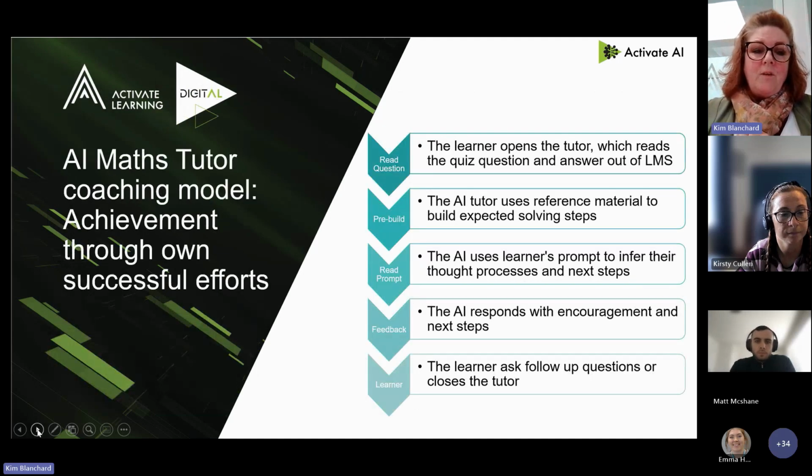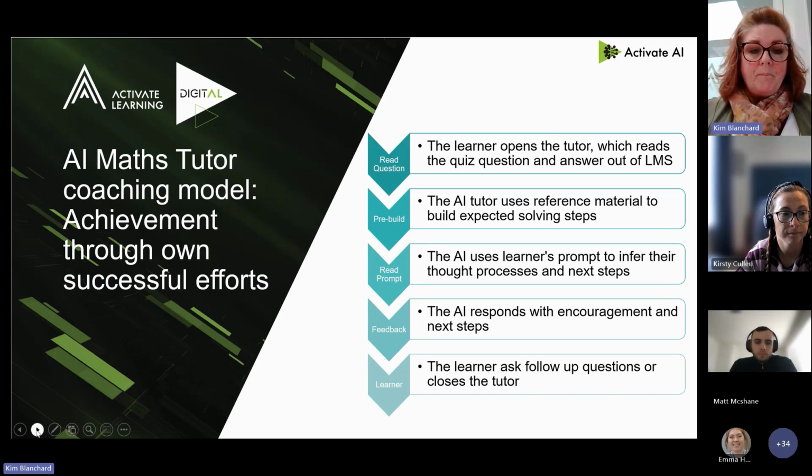So just quickly to give you an idea of the coaching model of the tutor. The learner, it reads the question. It then does a pre-build activity of using the reference material to build the expected solving steps. It reads the prompt, because we have a very strict in-house set of rules and guidelines, and then it will infer that thought process into the next steps, and then the AI responds with encouragement again and next steps, and the learner will engage with that, ask follow-up questions, and or close the tutor, because they might immediately get what they need.